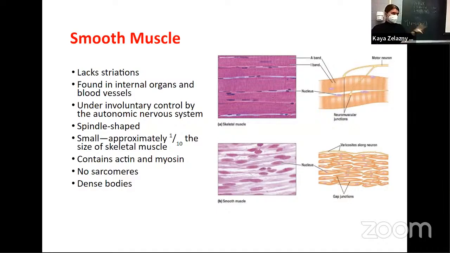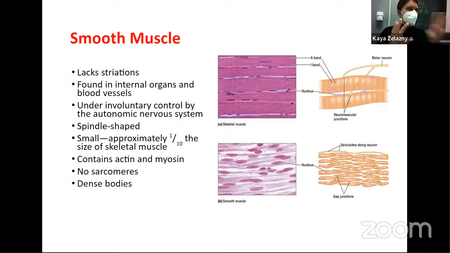So it's under involuntary control. It means it's controlled by the autonomic nervous system, so sympathetics and parasympathetics we should be thinking here. Muscles are these spindle shapes or teardrop shapes. Smooth muscle is small. It's about a tenth the size of skeletal muscle.